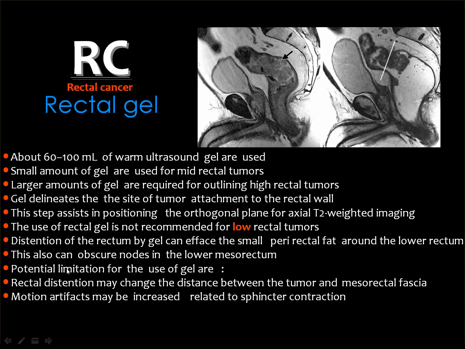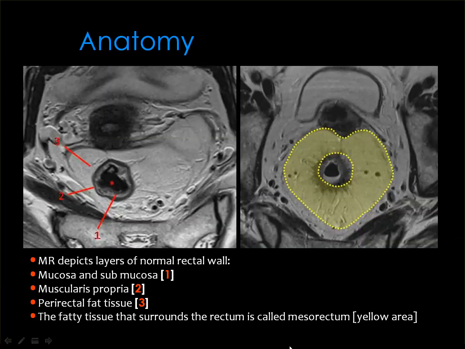The potential limitations for gel in general are that rectal distension may change the distance between the tumor and the mesorectal fascia, which is an important predicting factor for tumor management. Then motion artifacts may be increased due to the sphincteric contractions.